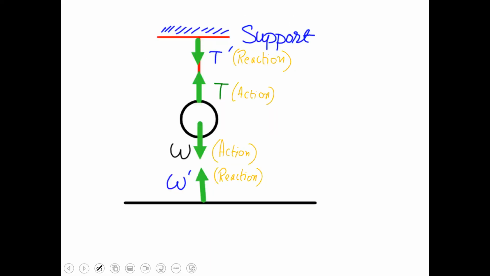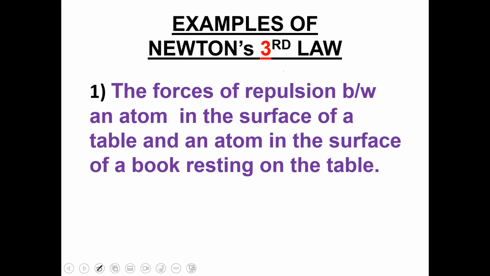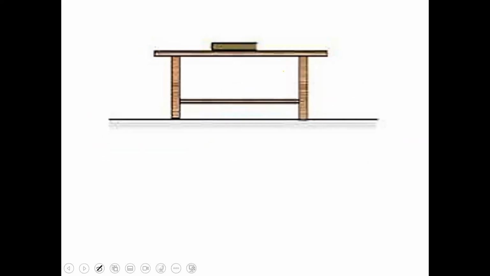look at some examples of Newton's third law, which I have taken from the past paper. And remember, again, sorry for repeating this theme, that AS level is low level working. It's not high level questions. The forces of repulsion between an atom in the surface of a table and an atom in the surface of a book resting on the table. Look at this diagram. One atom in the book and one atom in the table apply force on each other, because Newton's law says action and reaction act on two different objects.